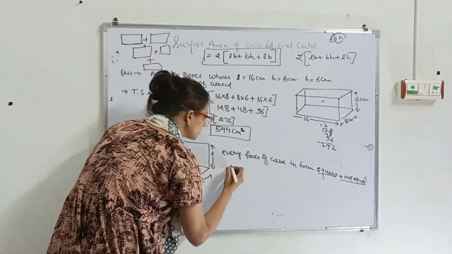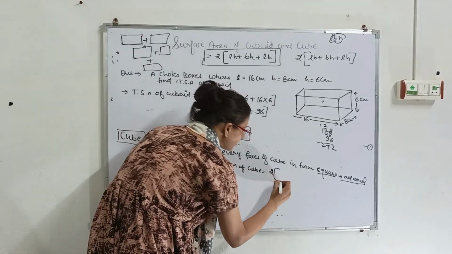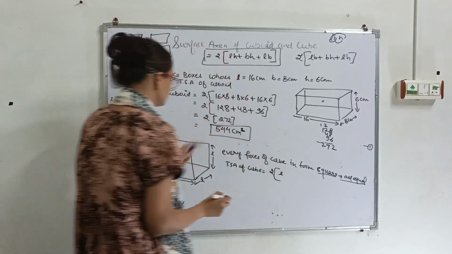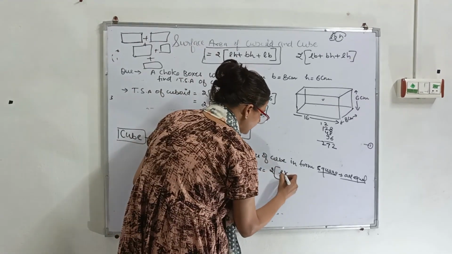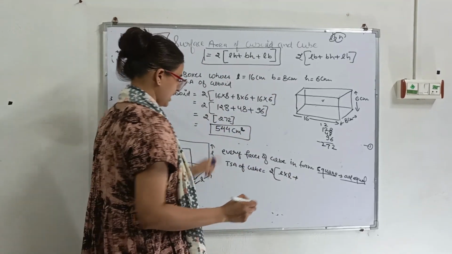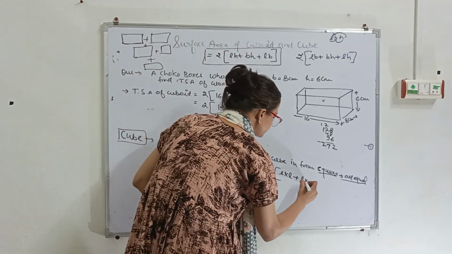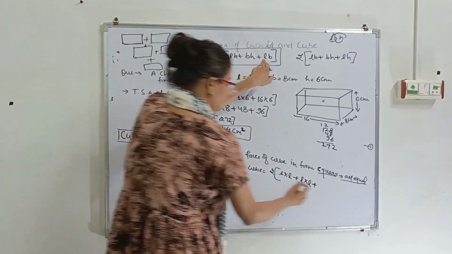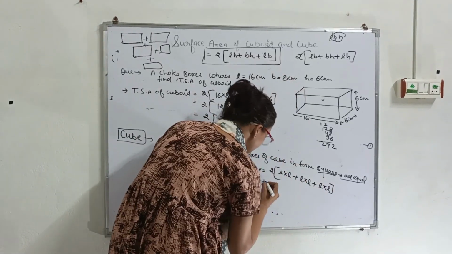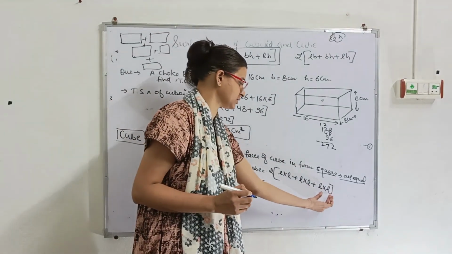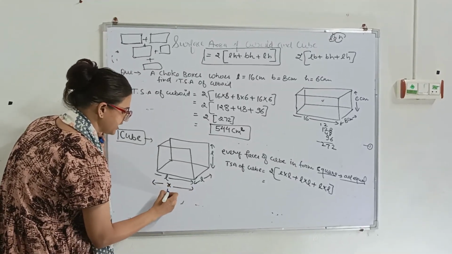So first, this is the total surface area of the cube. L is what? L, because this is L, and H is what? H is also L, and B is what? B is also L. We can compare from this cube. So we can say this is L square, this is L square, and we can also take L in place of X, similarly B, whatever you can take.